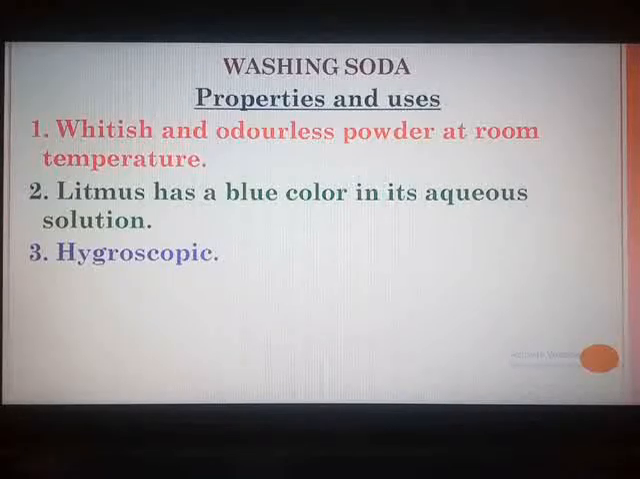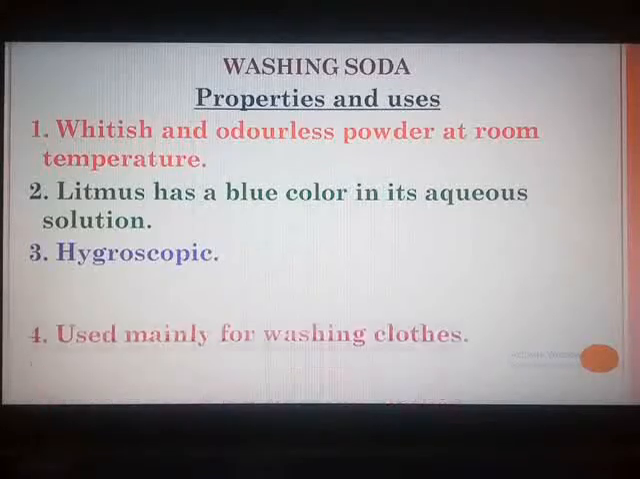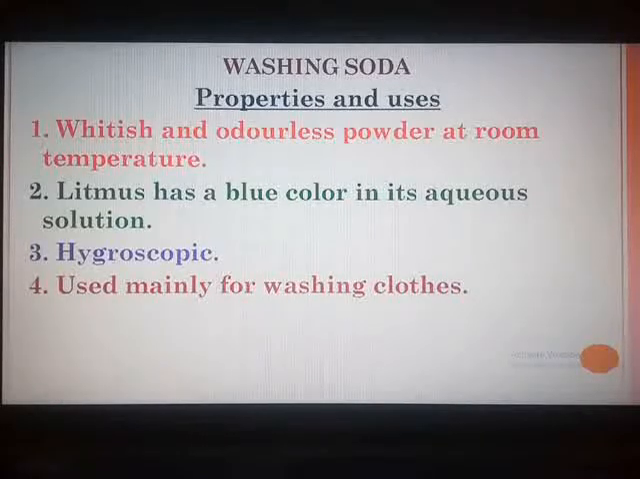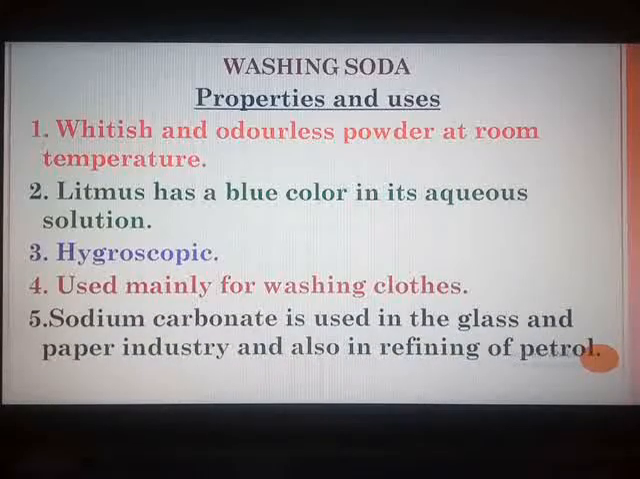I had told you, if you take a small quantity of the washing powder which you have in your house and just keep it open, then after some time you will see that it has turned wet due to its hygroscopic nature. It is mainly used for washing clothes. This I don't have to tell you. And sodium carbonate is used in the glass and paper industry and in the refining of petrol.